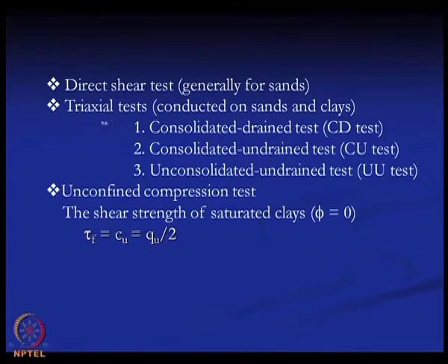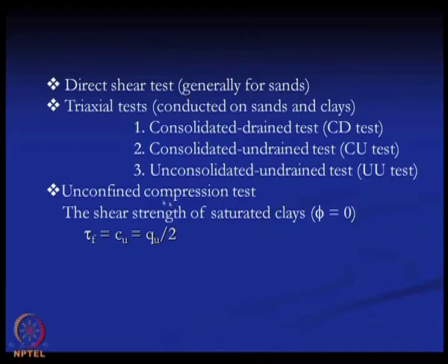We can determine these two parameters by different tests. One is the direct shear test, generally for sand. Then the triaxial test, conducted on both sand and clay. There are three types of triaxial test depending upon the drainage condition: the consolidated drained test CD, the consolidated undrained test CU, and the unconsolidated undrained test UU.